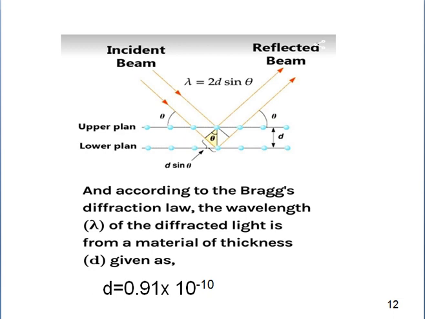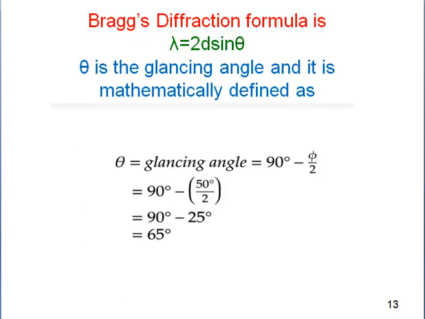According to Bragg's diffraction law, for the material the spacing d is 0.91 into 10 raised to minus 10 meter, that is 0.91 angstrom. Bragg's formula is n lambda equal to 2d sin theta, with n equal to 1. Here theta is the glancing angle, mathematically defined as theta equal to 90 degrees minus phi by 2.